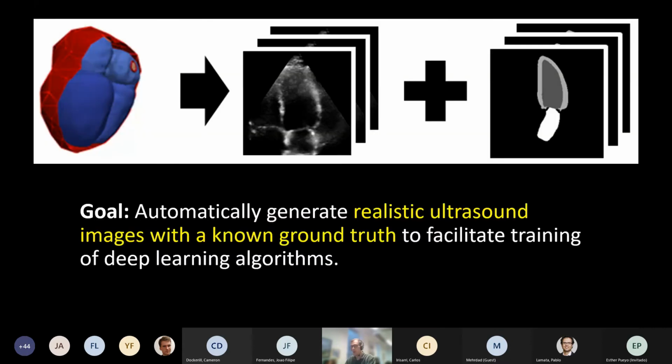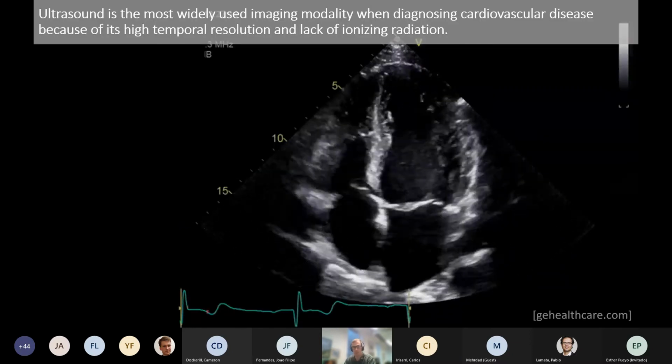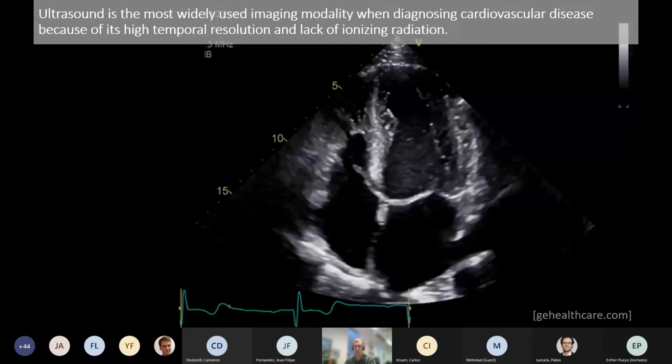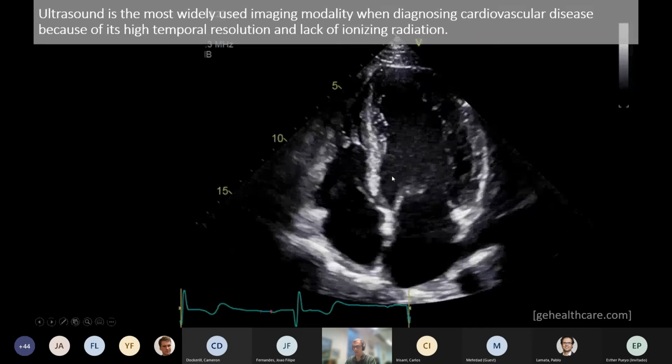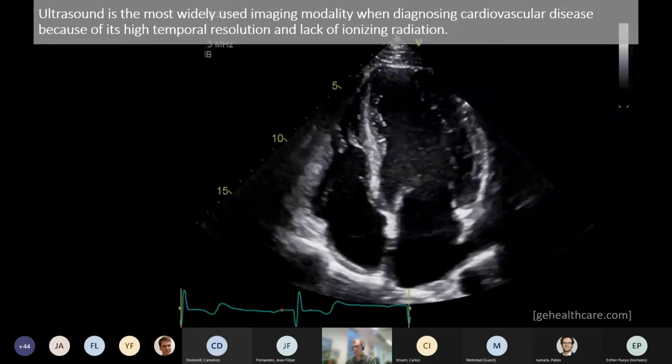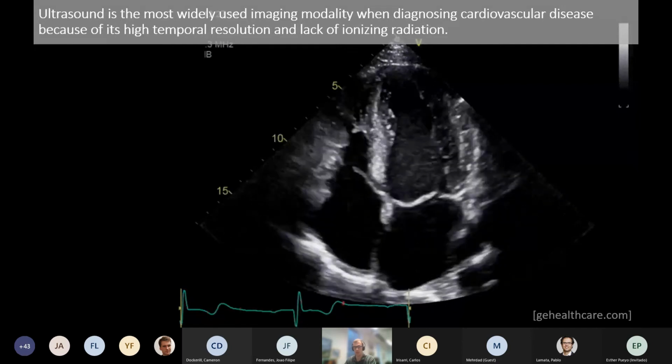So this project was to generate realistic looking ultrasound images with a known ground truth to facilitate training of deep learning algorithms. So that's kind of the basis that we're starting with. And for those of you not familiar with ultrasound, ultrasound is a widely used imaging modality for diagnosing cardiovascular disease, and it's used because it's real time and has a high temporal resolution with no ionizing radiation. And this is an example of one echocardiography image.